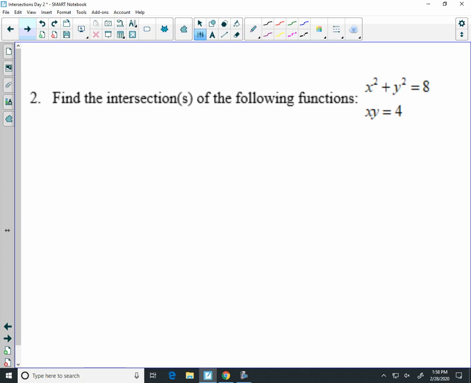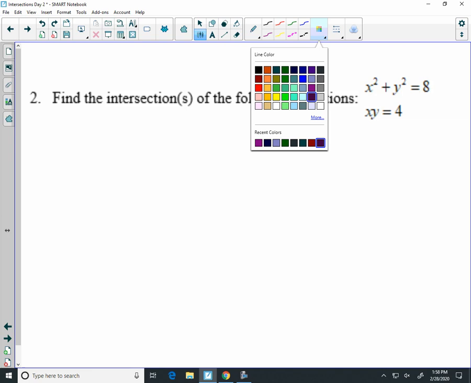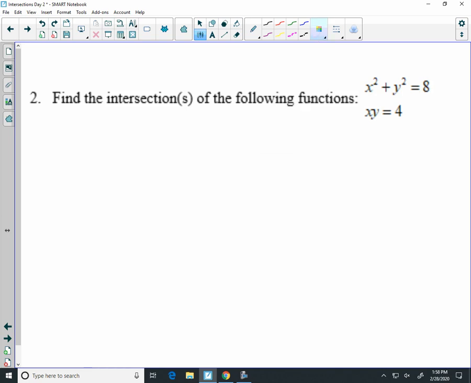All right, so this example, I really like. This is good for a substitution problem. I'm going to do substitution here as well. What kind of shape do we have? X squared plus y squared equals 8. Yeah, it's a circle. And what about xy equals 4? What if I do this? Now what is it? Yeah, well, it's that guy, and this is our 1 over x, just with a vertical stretch by 4.